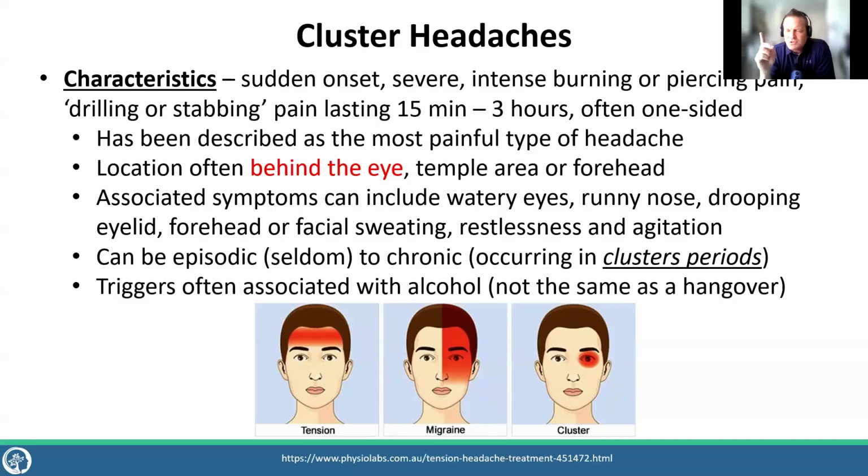Now, I put right behind your eye in red for a purpose, right? I'm baiting you to think of neck, banding, location behind the eye. Instead of just thinking of these headaches, I'm going to talk about referred pain here in just a second. Associated symptoms can often be watery eyes, runny nose, a drooping eyelid.